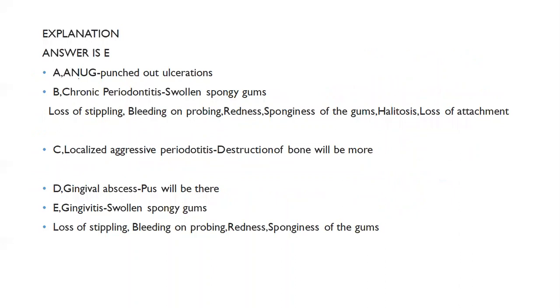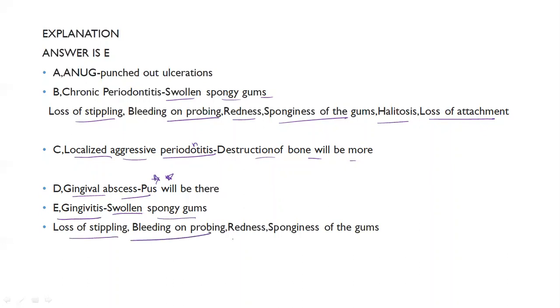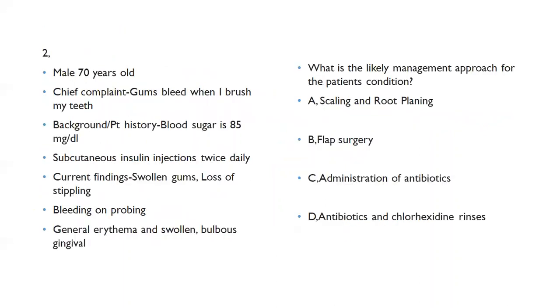So like I told you, the explanation is ANUG is punched out ulcerations. Chronic periodontitis is swollen spongy gums, loss of stippling, bleeding on probing, redness, sponginess of the gum, halitosis, and loss of attachment. Now, localized aggressive periodontitis, destruction of bone will be more. Gingival abscess, definitely there will be pus. And in gingivitis, there are swollen spongy gums, loss of stippling, bleeding on probing, redness and sponginess of the gums. So let's go with option E.